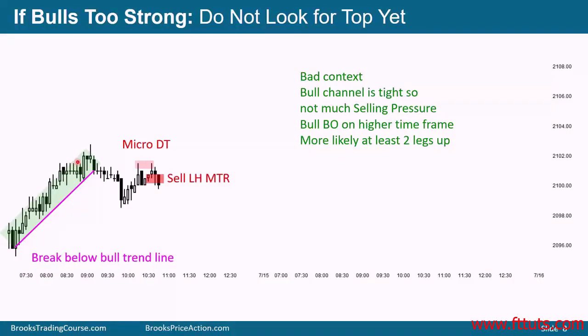Bull channel, very tight. On a higher time frame chart, this would be a series of bull trend bars, and this would be a very brief breakout. We have one bear bar. If you take this one bear bar out of the chart, there's really not much selling at all.